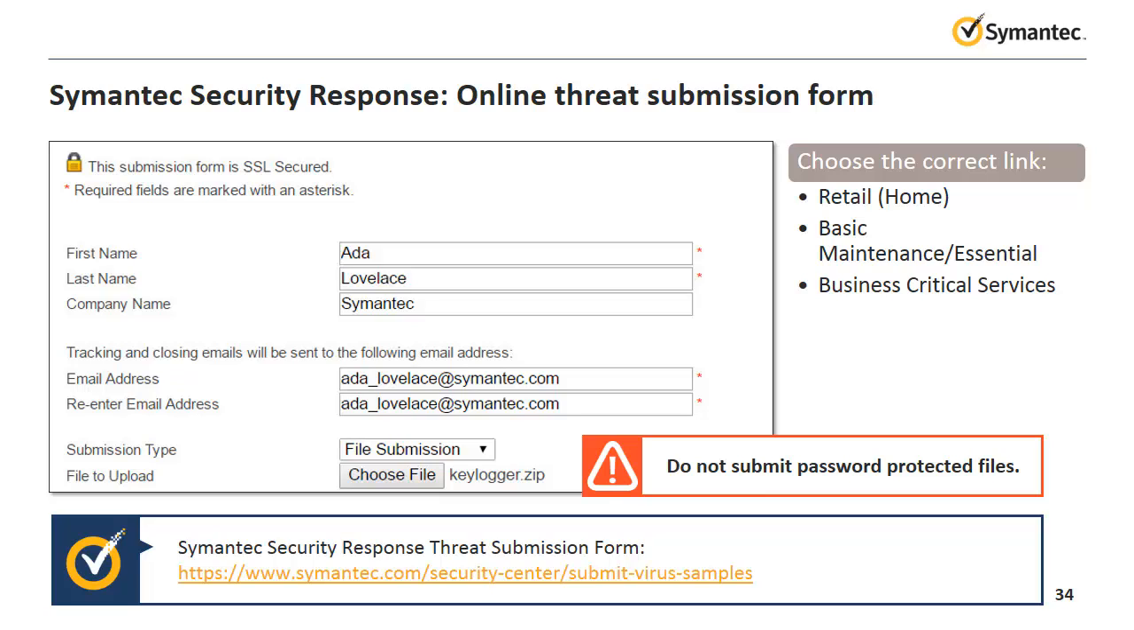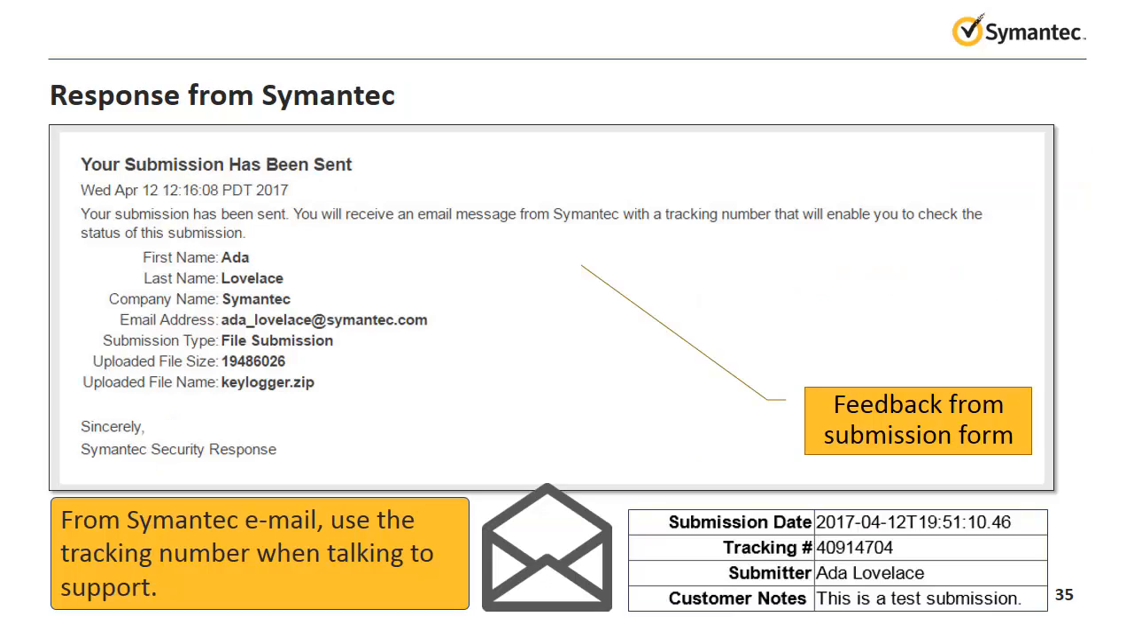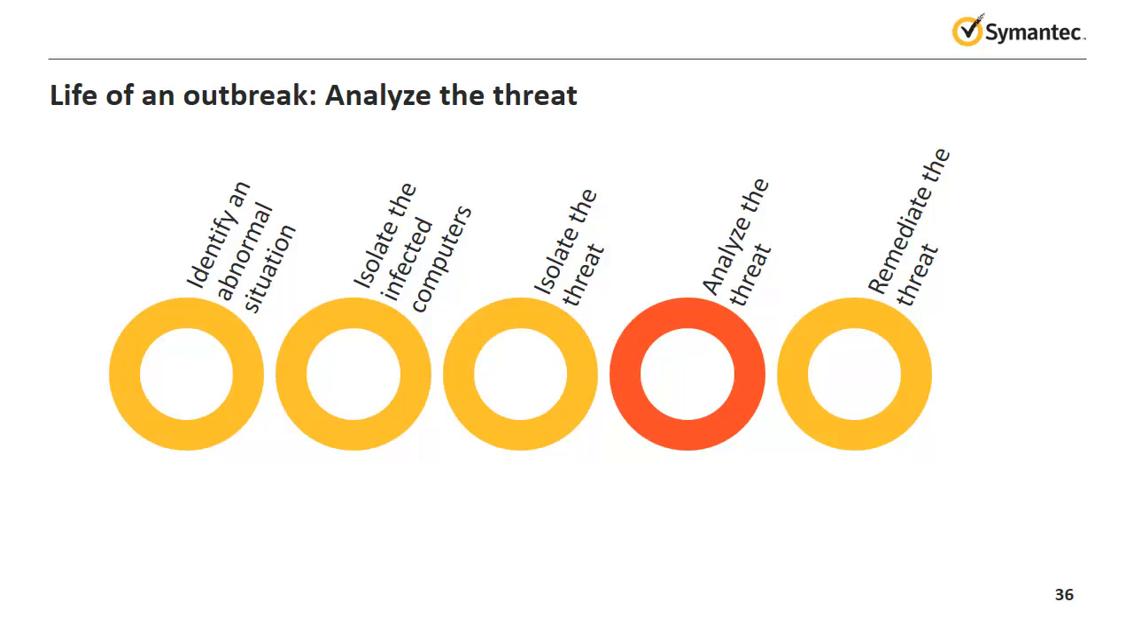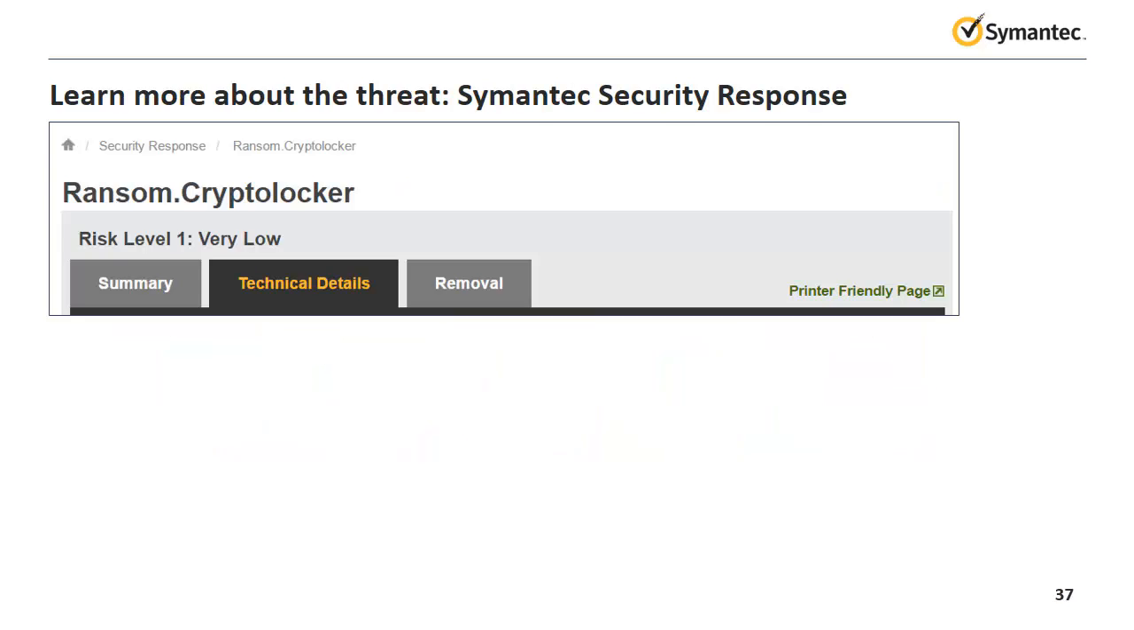If you have a file that you suspect to be malware, you can submit it using the online threat submission form. After submitting the file, you'll receive a confirmation email. Use the tracking number when talking to Symantec support. After submitting the file, you can find out more information about the threat. Use Symantec Security Response to learn more about the threat. If Security Response identifies the file as a threat, usually within 2 hours, you'll see it here.